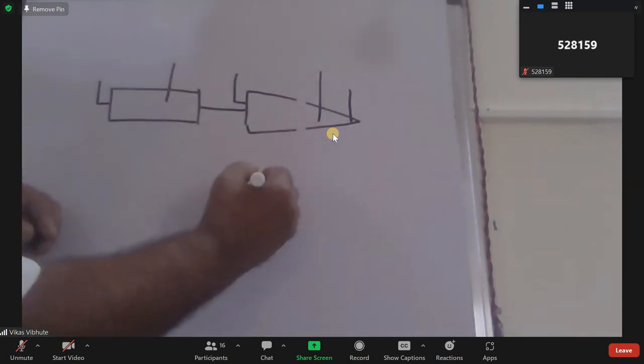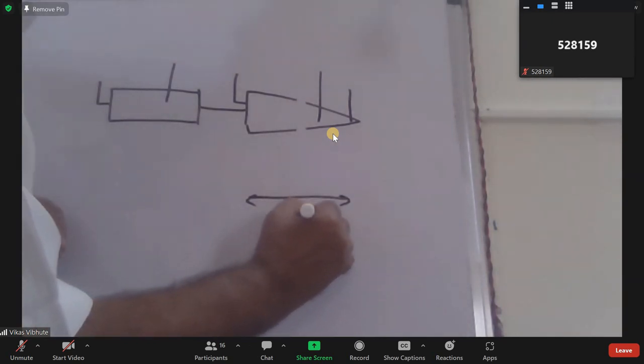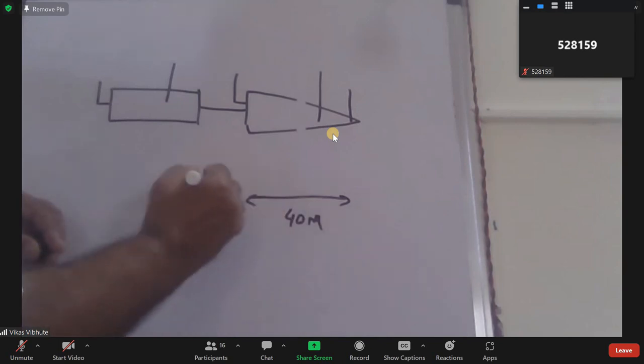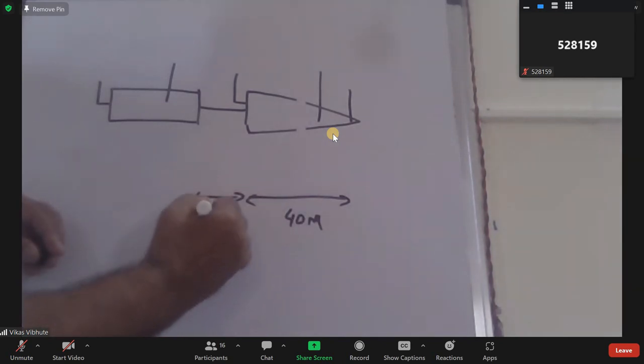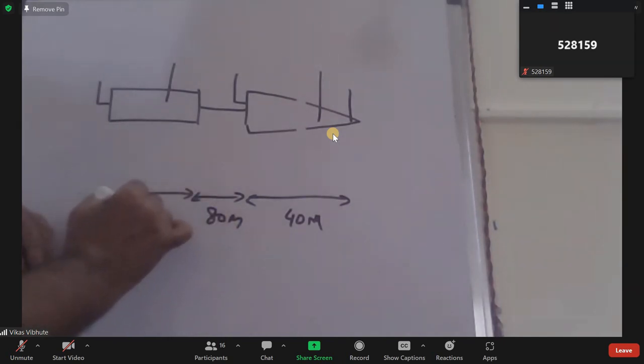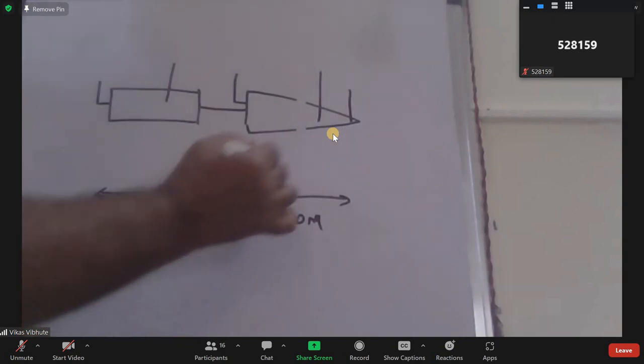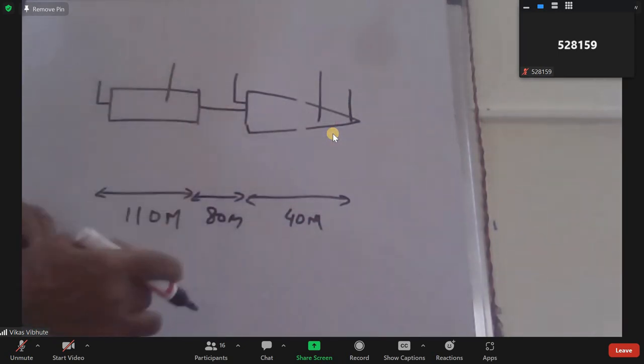Let's say that the towing vessel is 40 meters. Towing wire 80 meters. Vessel being towed 130 meters. What lights will this vessel carry?